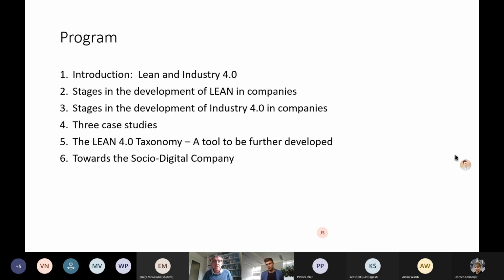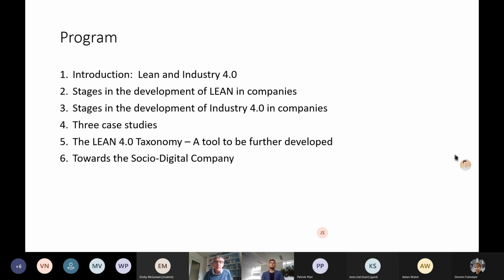Then we have spoken about stages in the development of Lean and stages in the development of Industry 4.0. And then we'll go to practice. We go even more to practice by means of three case studies. And Mitchell van Rooy and Melanie de Vries will present these case studies. These case studies come from our Lean 4.0 project. And then you see that different companies are going a different route towards the development of Lean and Industry 4.0. But then you also see how these elements connect to each other in these companies.